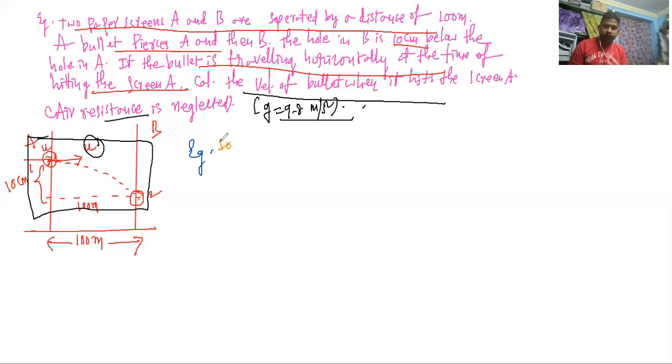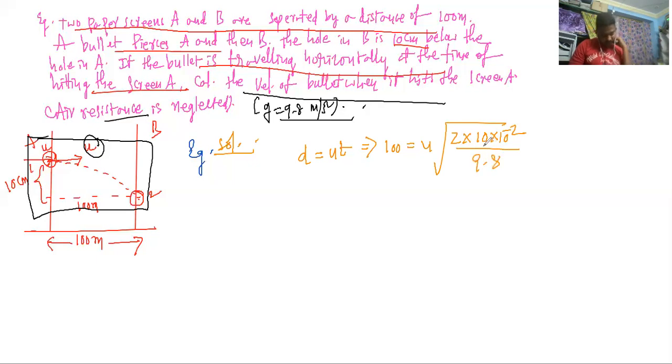So let's find the solution for this. It's so simple. In this case, X is equal to U into T. So X is 100 meters, which is equal to U into square root of 2H by G. What is the H value here? H value is 10 centimeters, so 10 into 10 raised to minus 2 meter. Okay, meters we need to consider. G they have given as 9.8. Right? So simple. So 100 is equal to U into this.